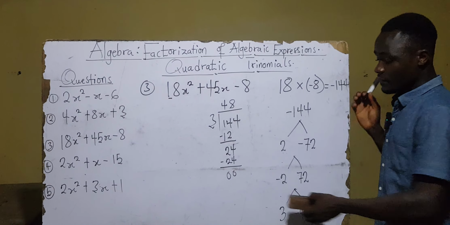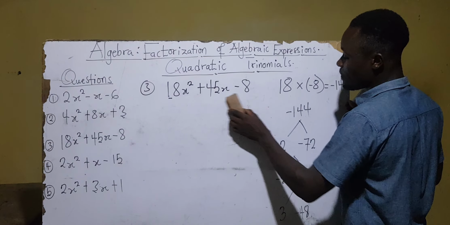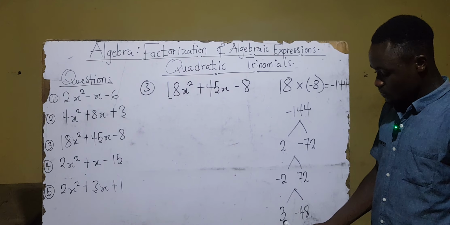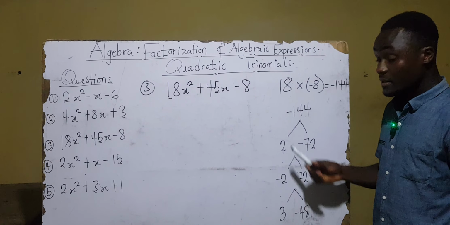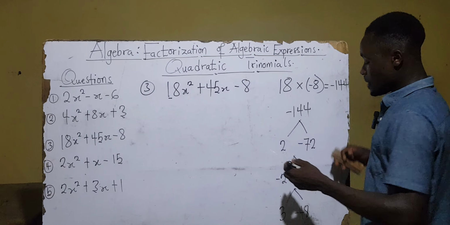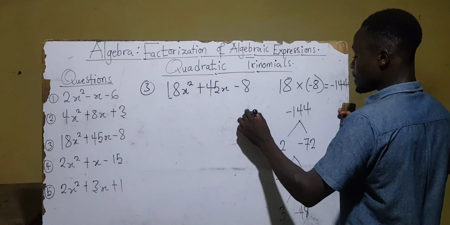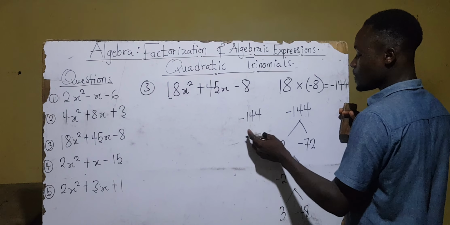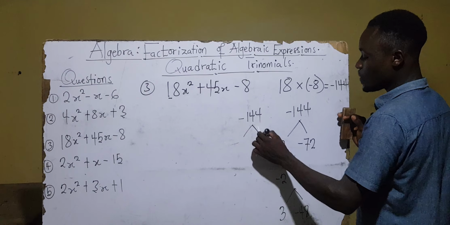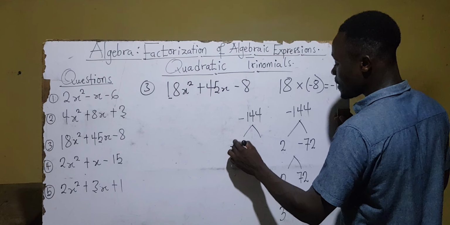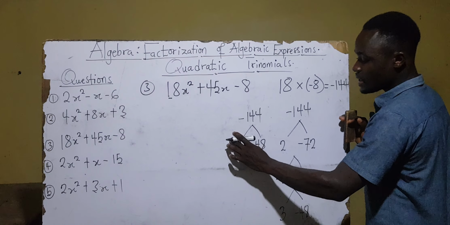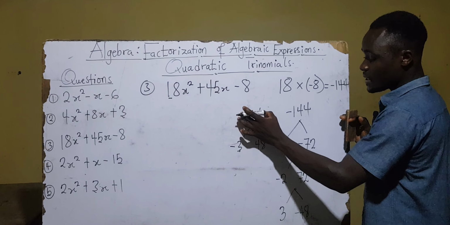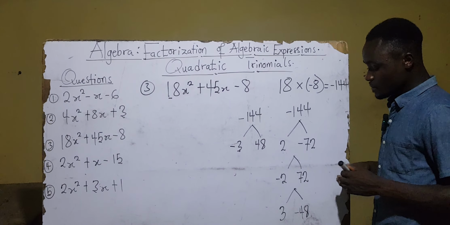I believe you are clear with that. Very good. So that means if I multiply positive 3 and negative 48, I will definitely get negative 144. All right, then let's continue with the rest of the factors of negative 144. I can also have negative 3 and positive 48. If I multiply negative 3 and positive 48, I will definitely get this. Are you getting me? Yes.